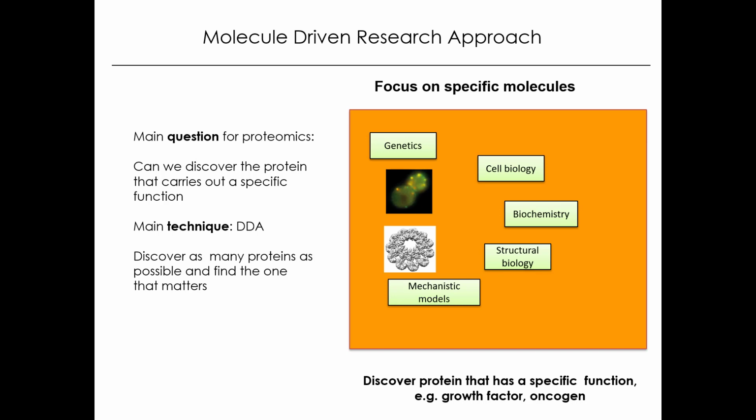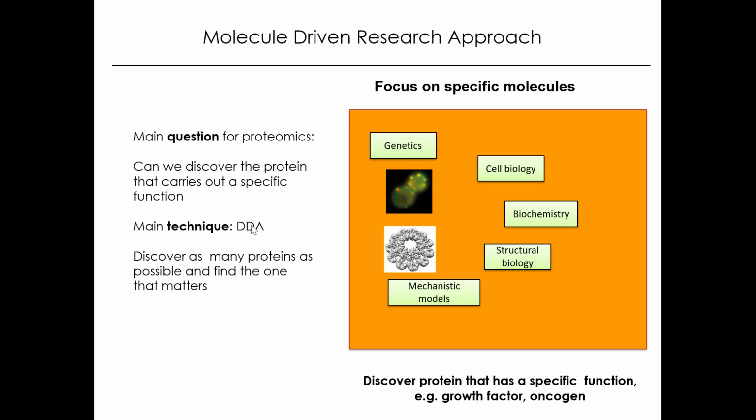And for that, I think these DDA approaches, the data-dependent analysis or shotgun or discovery proteomics, have been tremendously successful because they can identify with relative ease now most of the proteins in a sample. So if you want to identify some secreted protein for which you have a biochemical assay, for instance, whether it is able to stimulate a cell for growth, you can sequence the proteins in that sample, and you're very likely to find it, and then you simply have to see which ones among these proteins has this function.